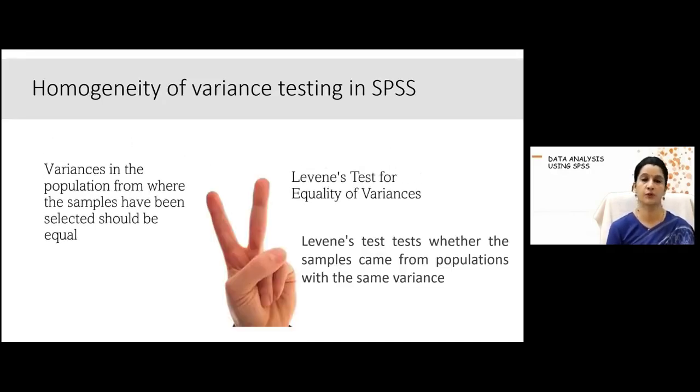Now again, for the homogeneity of variance testing in SPSS, we test the variances of the populations from which we have drawn the sample. So Levene's test for equality of variance tests whether the samples came from populations with the same variance or not, meaning they are representative of the population. Only then can we extrapolate our result over the population, if that homogeneity of variance is met.